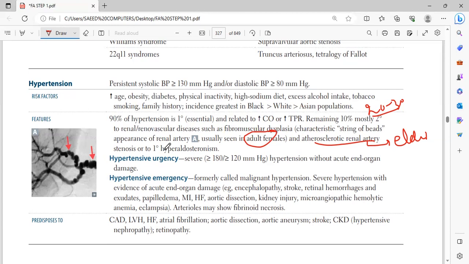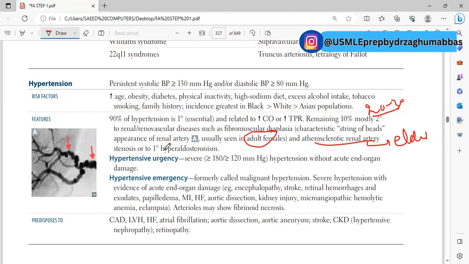Chronic NSAID use, OCP use, like the combined oral contraceptive, and pseudoephedrine use. If you are using pseudoephedrine for rhinitis, you can add it as a cause of secondary hypertension. Then drugs: cyclosporine and tacrolimus. These questions have been asked. Cyclosporine and tacrolimus cause renal vasoconstriction.